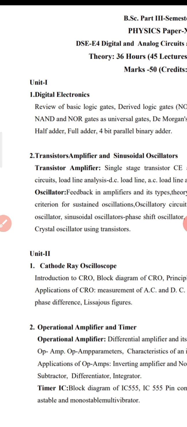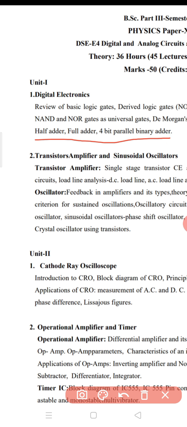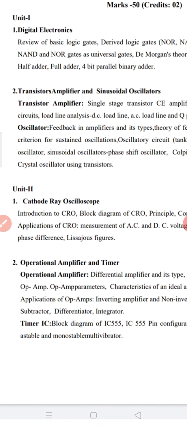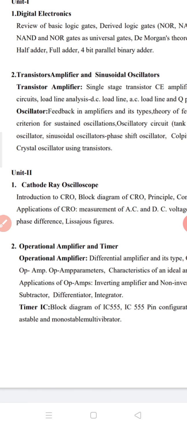Then there is the half adder, full adder, and 4-bit binary adder. For adding binary digits, and for complex problems, we need some kind of instrument. These instruments are the half adder, full adder, and 4-bit parallel binary adder. There are many more, but we have to see only these. Then let's come to our second point, that is transistor, amplifier, and sinusoidal oscillators.